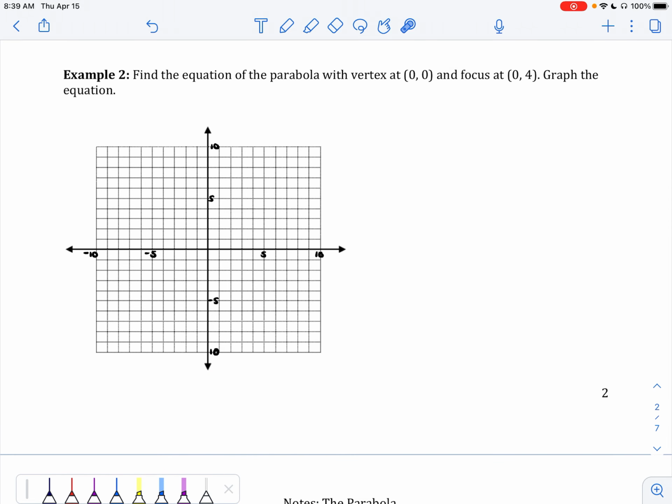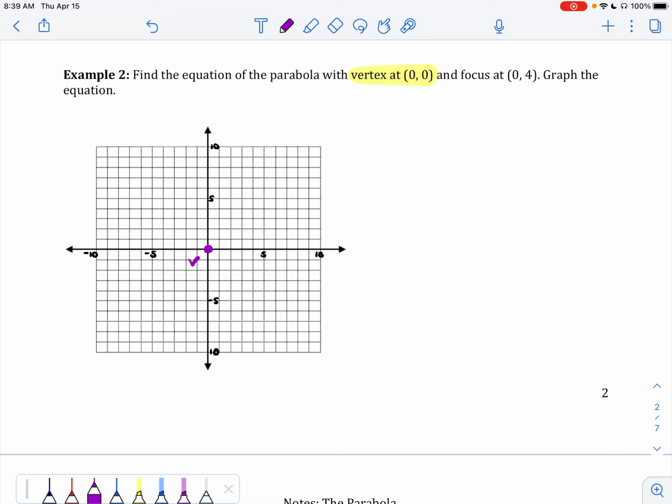So example 2, we're kind of working backwards. We're given information and we want to take that information in order to figure out the equation of our graph. All right, so let's see what it tells us. It says find the equation of a parabola with a vertex at 0, 0. Okay, so we have our vertex at 0, 0.